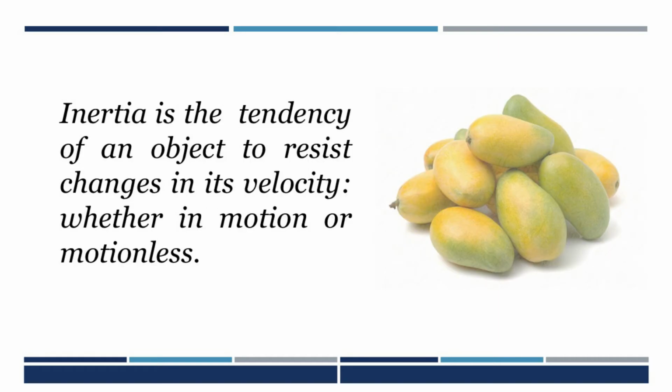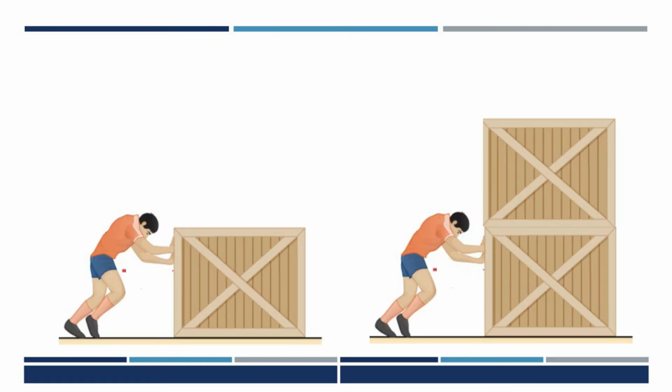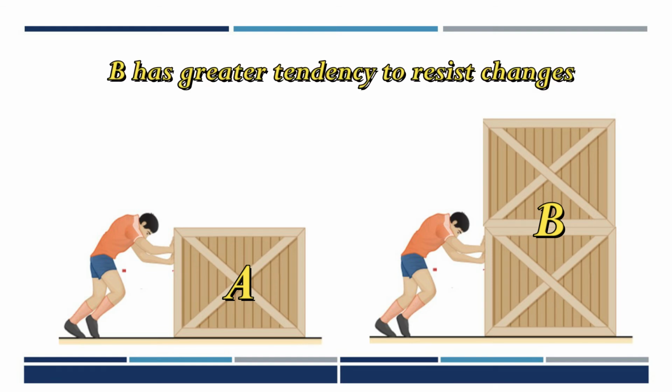Inertia is a tendency of an object to resist changes in its velocity, whether in motion or motionless. These mangoes will not move unless acted on by an unbalanced force. The object's resistance to changes in its state of motion depends upon its mass. The more mass the object has, the greater is the tendency to resist changes in motion.